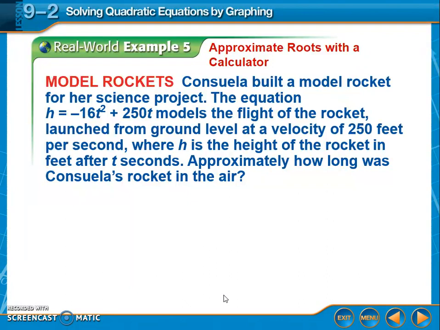Okay, so if we're looking for how long it's going to be in the air, we're looking for the final height. We want to know when it's going to hit the ground again. So our height would be 0. So we want to know when this thing, negative 16t squared plus 250t, is equal to 0. And this is what we're going to use a calculator to solve. So we're going to switch over to a calculator online. We're going to use Desmos.